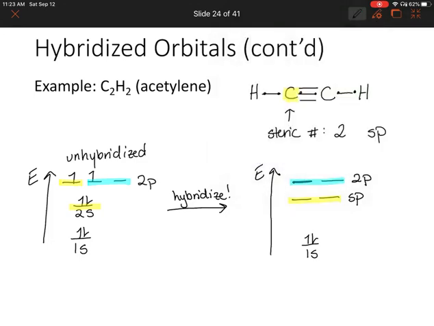Now, we're still going to give all 4 of those electrons in energy level 2 their own space. So we'll have 1 unpaired electron in each of those 4 orbitals. So we have 2 unpaired electrons in the sp hybridized orbitals, and then 2 unpaired electrons in the 2p orbitals. Okay. So now let's see what that looks like in terms of our acetylene molecule.